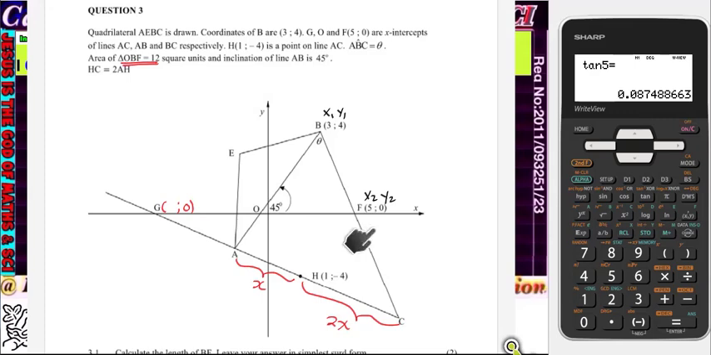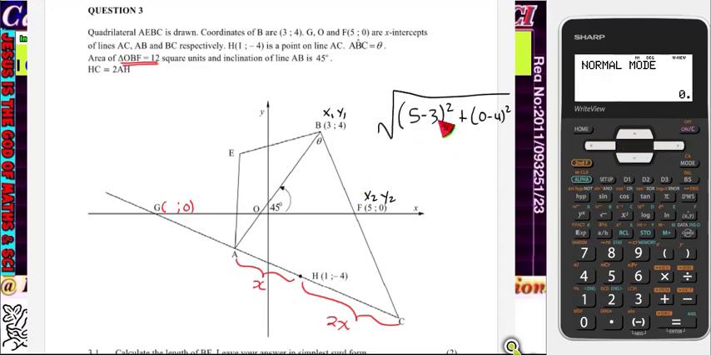Now we need X2, which is 5 minus 3. So in the brackets, it's 5 minus 3 all squared. Then you're working with the Y. Y2 is 0 minus 4. So it's going to be 0 minus 4 all squared. And then you take a square root. Can you see? It's chopped. So in my mind, I know 5 minus 3 is 2. 2 squared is 4. So under the square root, I've got 4 plus 0 minus 4, which is minus 4. When I square it, it is 16. So that will be 16, square root of that. So the answer is 2 square root of 5.